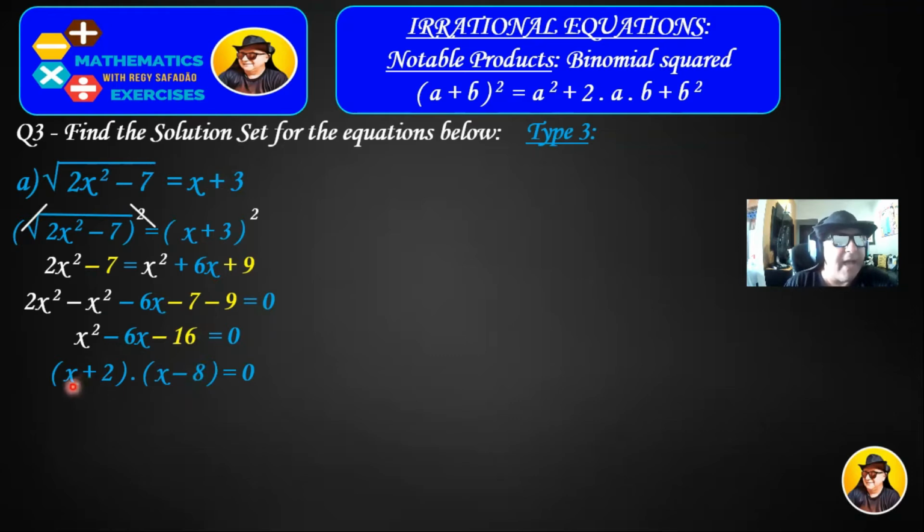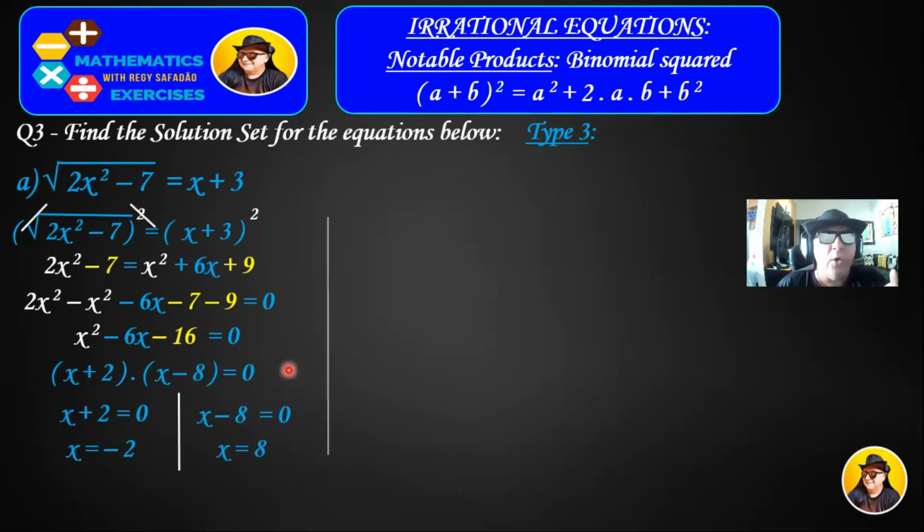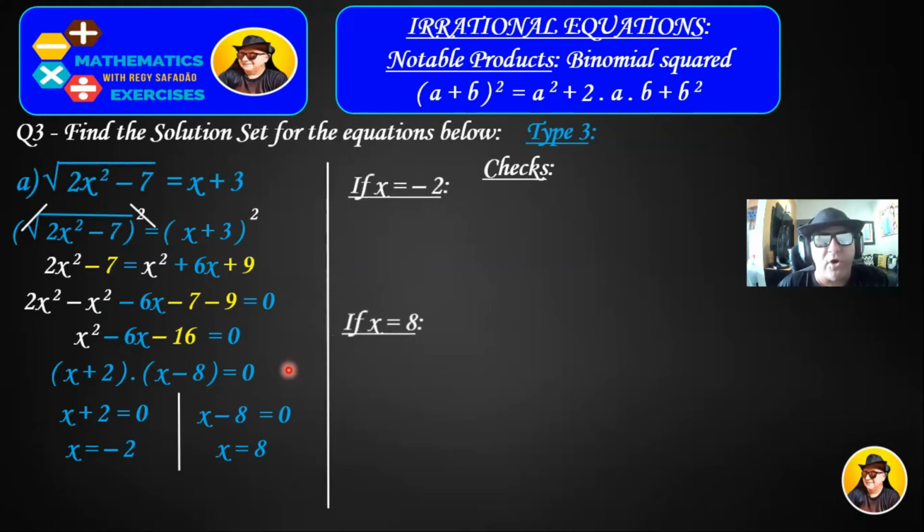So we have that x plus 2 times x minus 8 is 0. Now we are going to split them up, all right, this way. X plus 2 is 0 and also x minus 8 is 0. Now finding for x, we have that x is minus 2 or x is 8. Well, these are the supposed answers, but since we don't know it exactly, we are going to check them, okay? So let's check for negative 2 and also let's check for 8, okay?